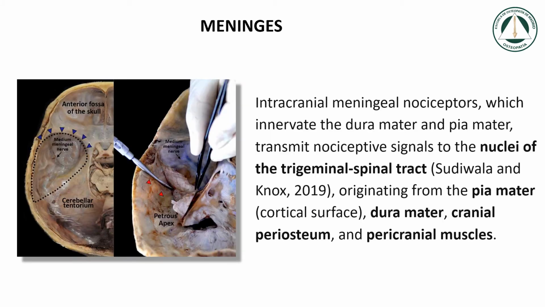Intracranial meningeal nociceptors, which innervate the dura mater and pia mater, transmit nociceptive signals to the nuclei of the trigeminal spinal tract, originating from the pia mater, cortical surface, dura mater, cranial periosteum, and pericranial muscles. The two dissection photos show the course of the middle meningeal nerve, in the dura mater of the middle fossa of the skull.